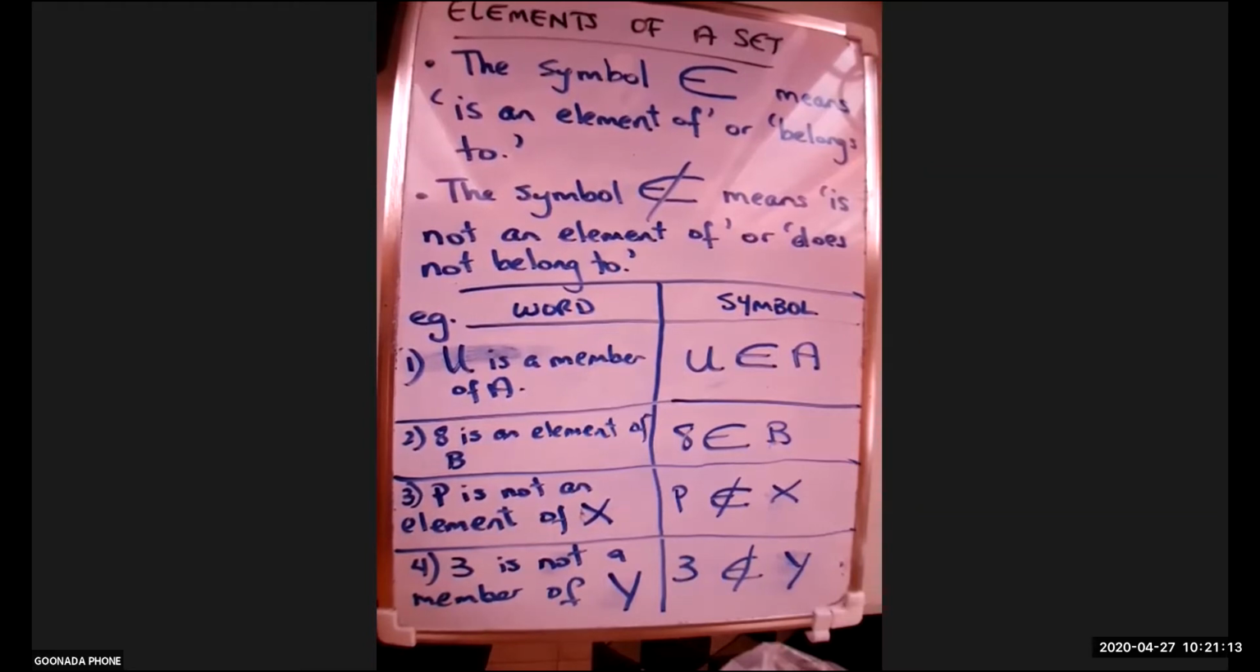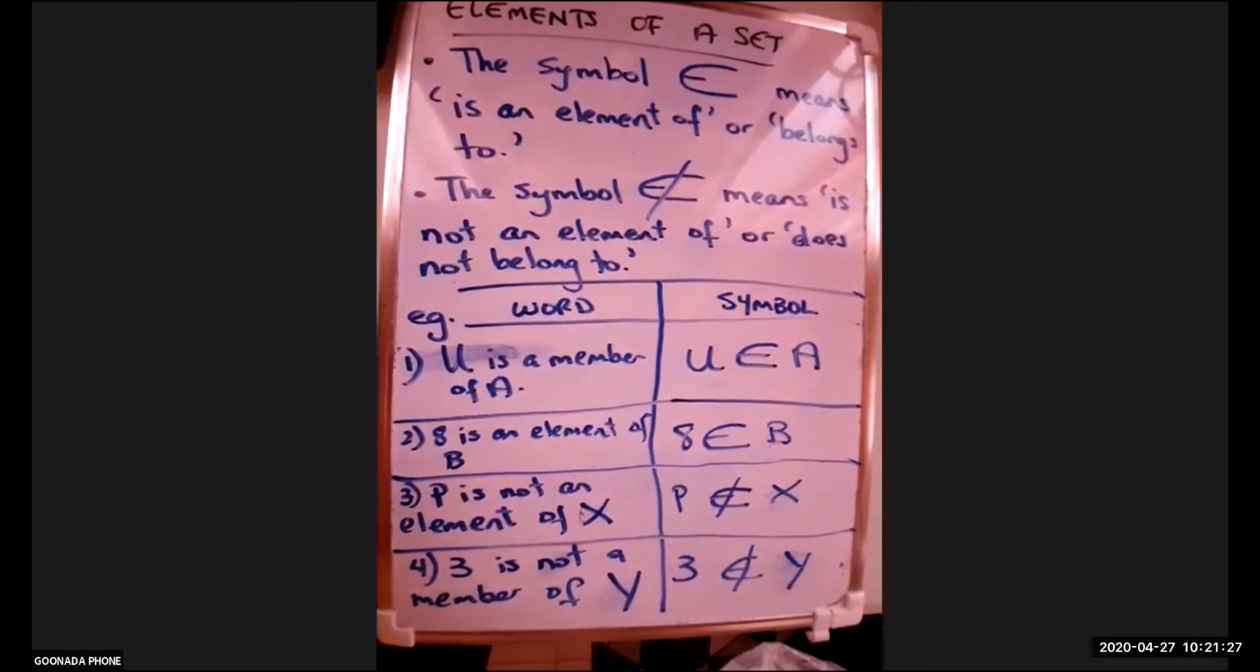Okay, so that E symbol is not really an E, right? It's an elongated C with a line in the middle. It's a Greek symbol that means epsilon, right? So the symbol, let's call it E, means is an element of, or it could also mean belongs to. So you see that?